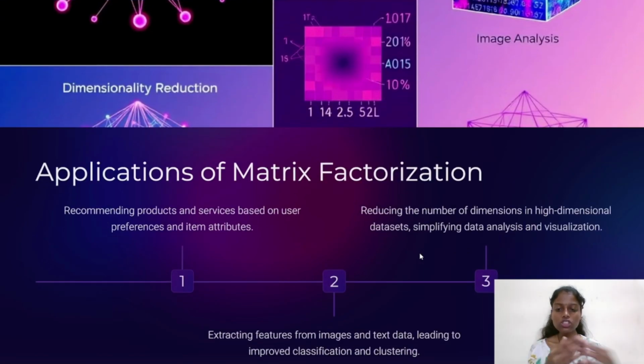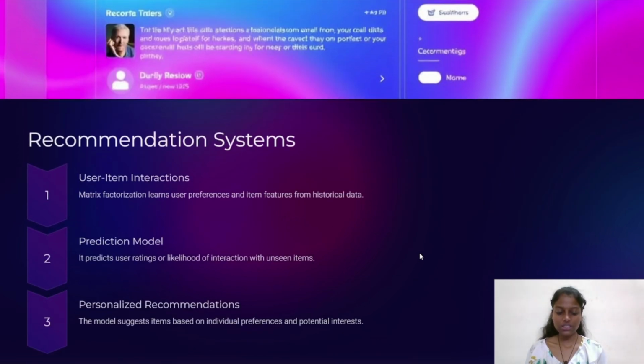Applications of matrix factorization are recommending products and services based on user preferences and item attributes, reducing the number of dimensions in high dimensional data sets, simplifying data analysis and visualization, and extracting features from images and text data, leading to improved classification and clustering.